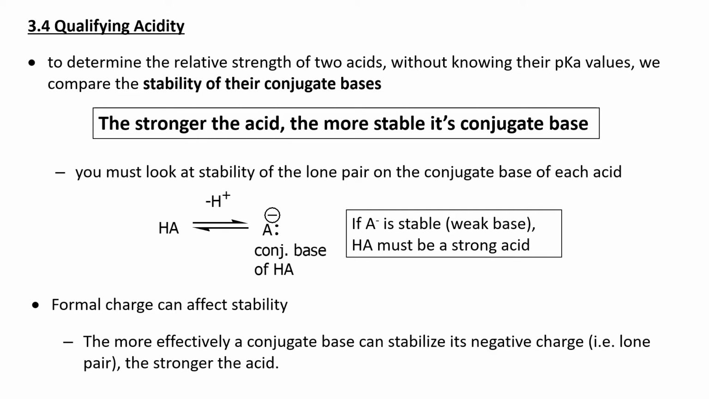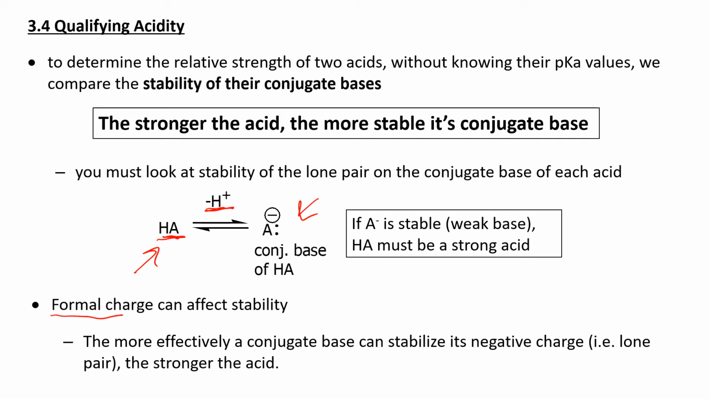So our important concept is the stronger the acid, the more stable its conjugate base will be. So as we compare conjugate bases, the one that's more stable will have resulted from the stronger of the two acids. So again, if we look at the stability of a lone pair of electrons on a conjugate base, take your original acid, remove the proton, and we're going to be looking at our conjugate base. If the conjugate base is stable, then the acid was stronger.